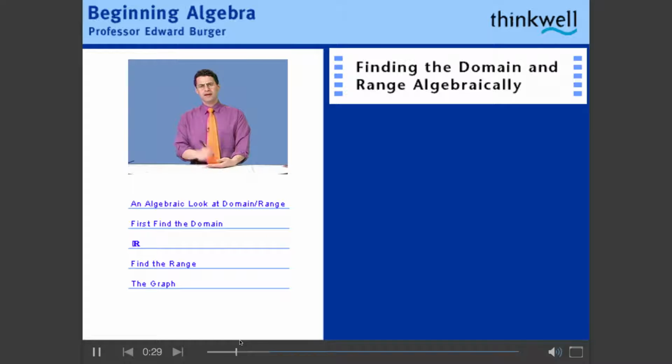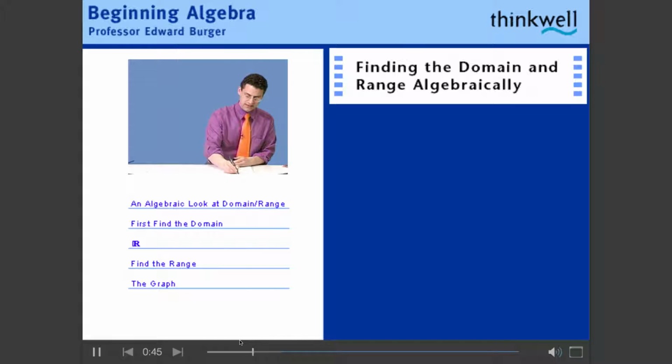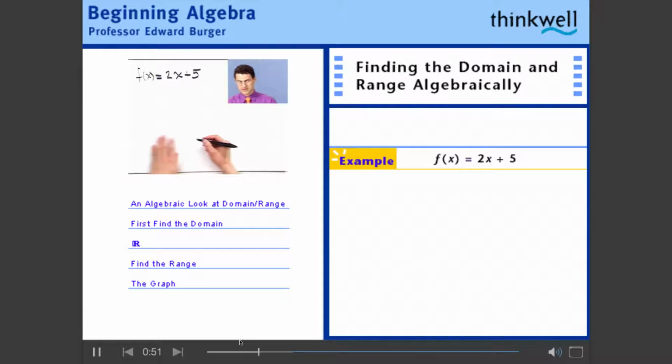Well, the domain is really important, and so we're going to look at a lot of examples of those in a second. But I thought we'd just take a moment to look at one function and find both its domain and its range by just looking at it algebraically. So let's consider the following function. F of x equals 2x plus 5. It's thought of as a linear function because I just have x appearing to the first power. And let's first find the domain and then the range.